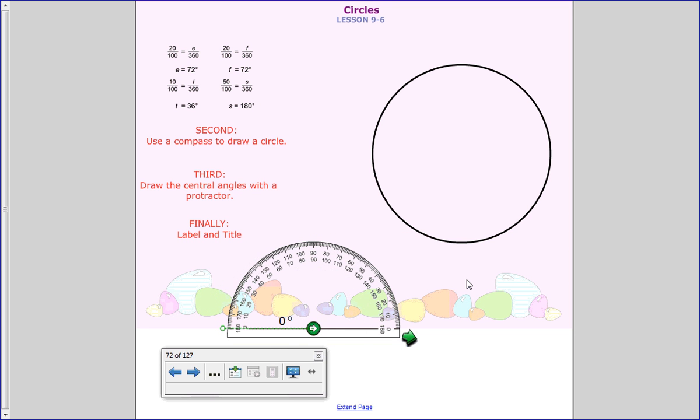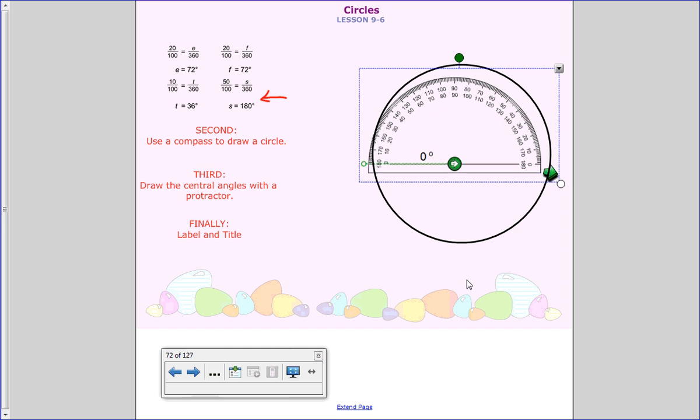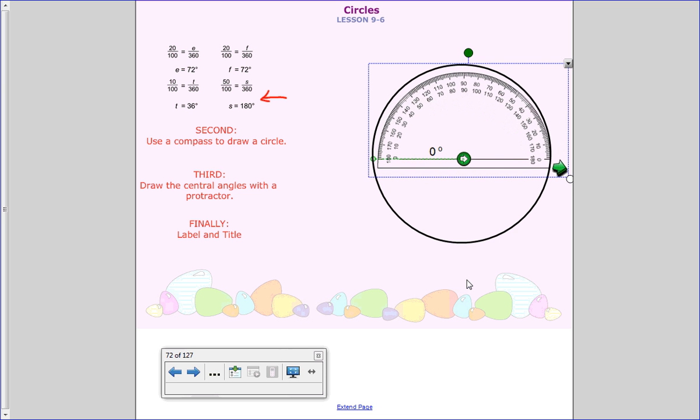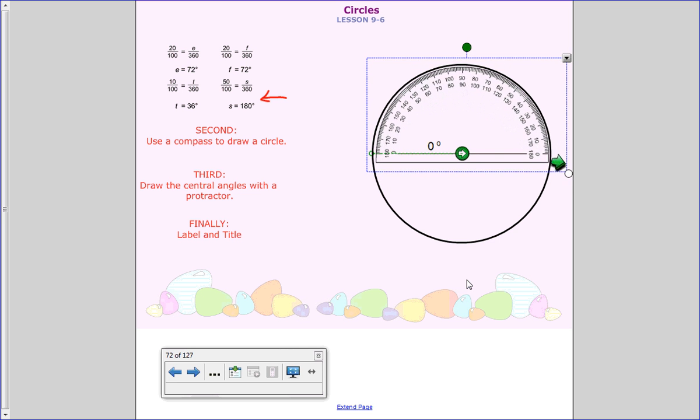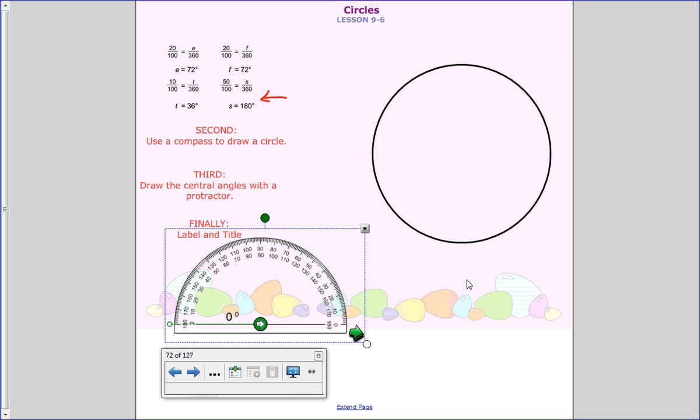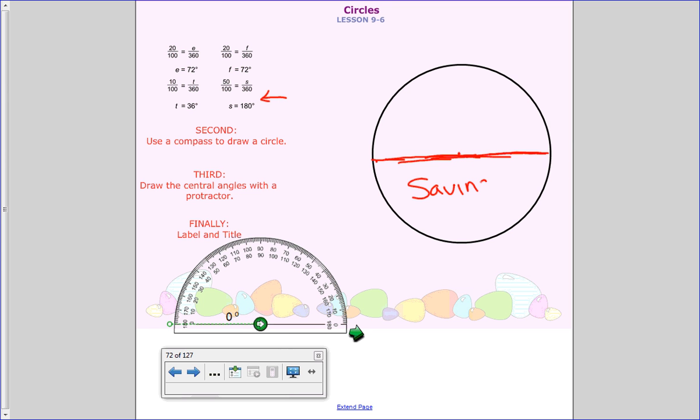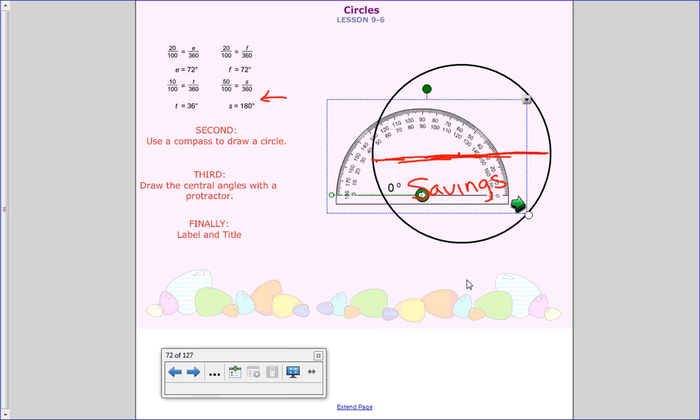So here, I'm going to start with the easiest part, which would probably be this 180 degrees. Because what I know about circles, well, 180 degrees is half of it. So again, I'm going to say, well, that's my middle part here. And then halfway, or 180 degrees, is half the circle. So there we go. So this is all savings. Okay. And then we need to do, well, 72.